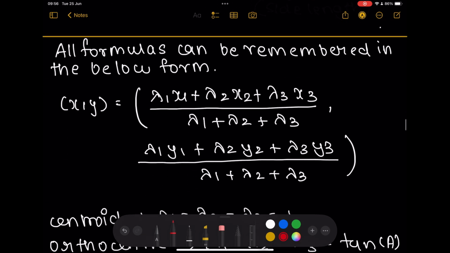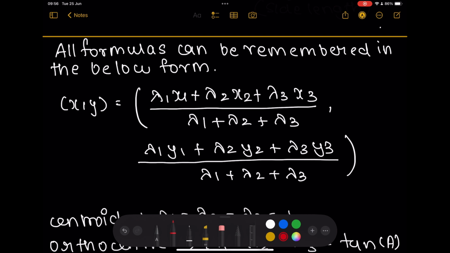Clear? Now, here is a way in which I used to remember all these formulas for incenter, orthocenter, circumcenter, and for your centroid and all. Basically, you can remember it as any point. They give centroid, they give orthocenter, they give incenter, they give circumcenter.